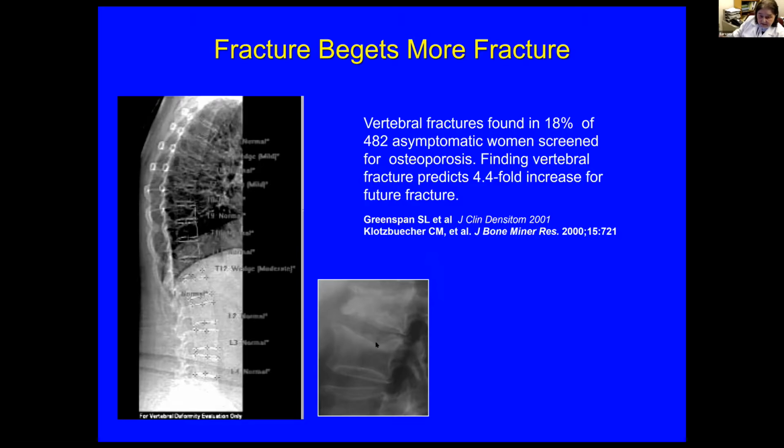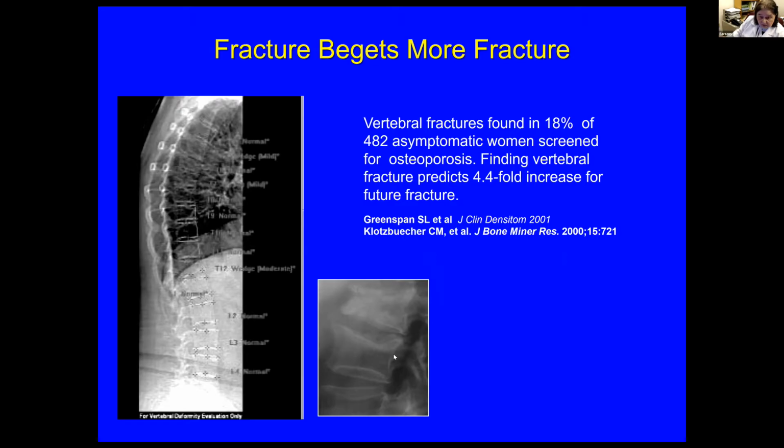This is buckling of the upper plate of this vertebra. And if I see this and also this wedge fracture above, I know patients will eventually break more bones, not just this.